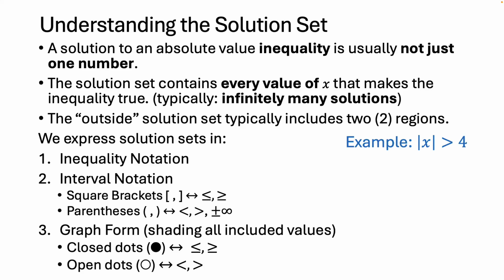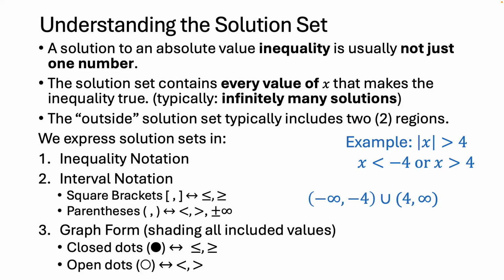Let's look at an example. The absolute value of x is greater than 4. So using the definition, we could rewrite this in inequality notation by saying x is less than negative 4 or x is greater than 4. So the solution set is in two pieces. That's why we say that these outside solution sets usually include two regions. Because they include two pieces or two regions, if we rewrite this in interval notation, we would have two intervals, negative infinity to negative 4, along with 4 to infinity.